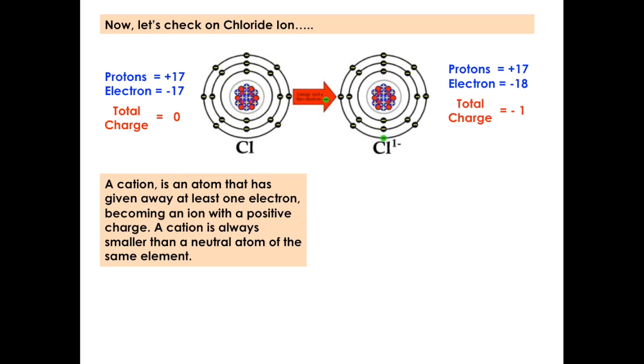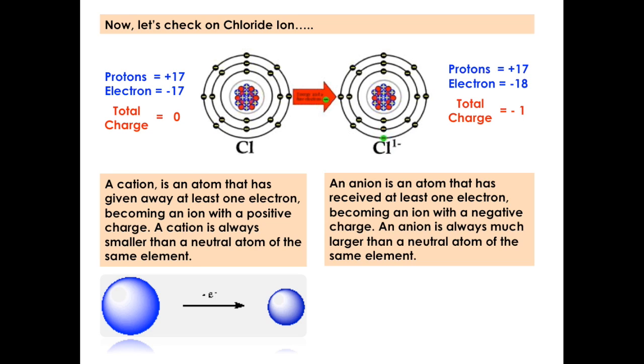A cation is an atom that has given away at least 1 electron, becoming an ion with a positive charge. A cation is always smaller than a neutral atom of the same element. In our examples, sodium is the cation. An anion is an atom that has received at least 1 electron, becoming an ion with a negative charge. An anion is always much larger than a neutral atom of the same element. In our case, chlorine is actually the anion.